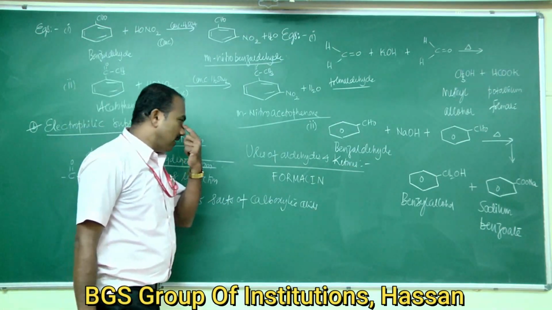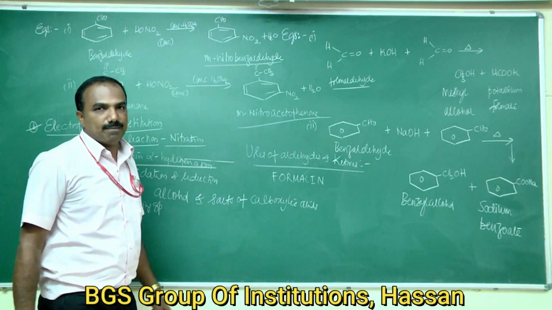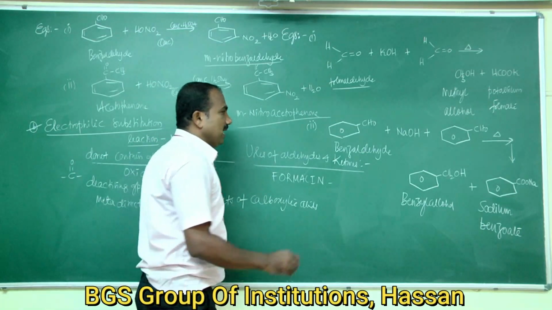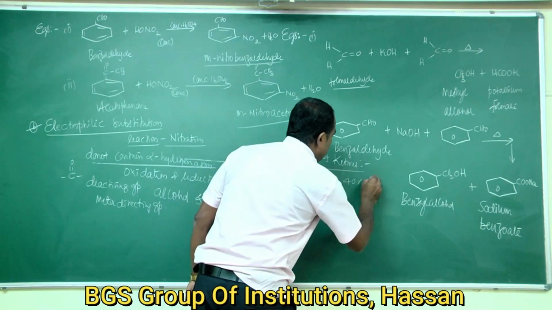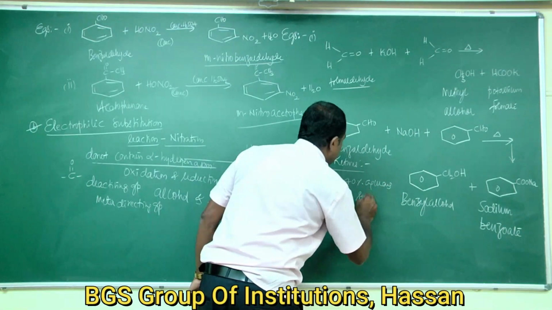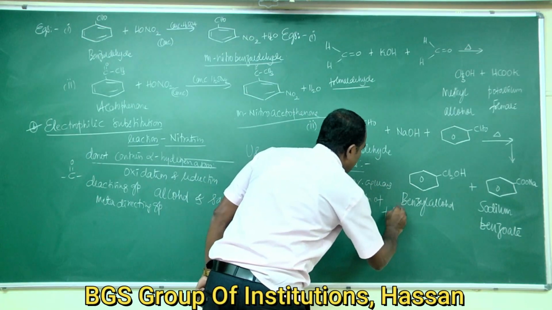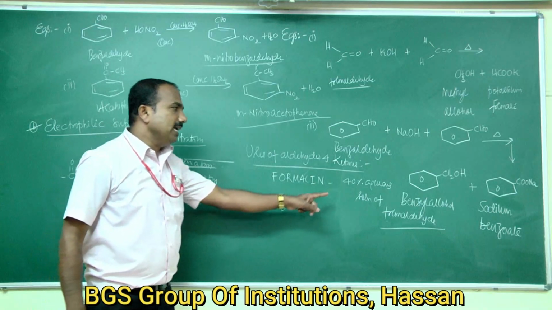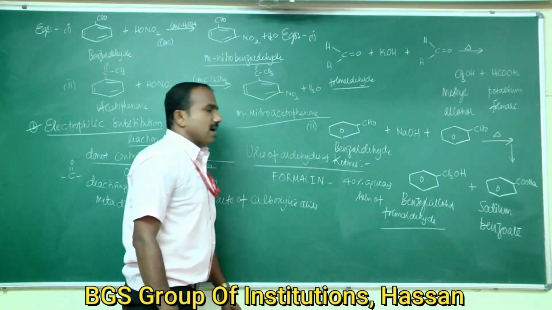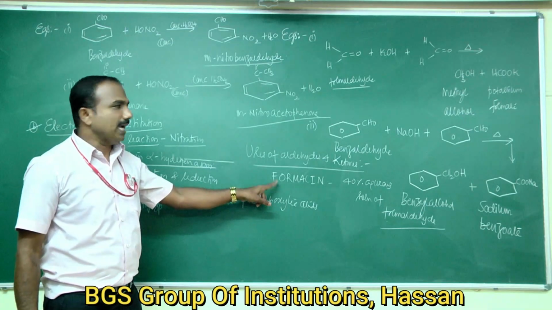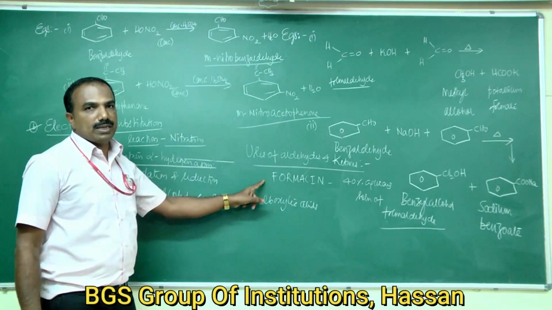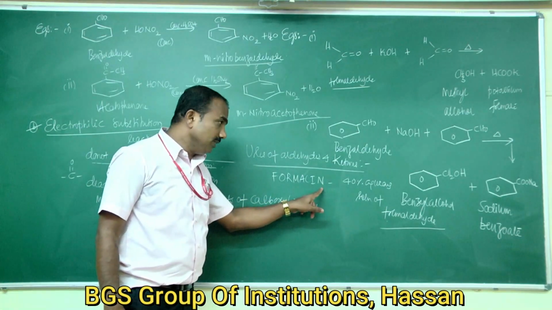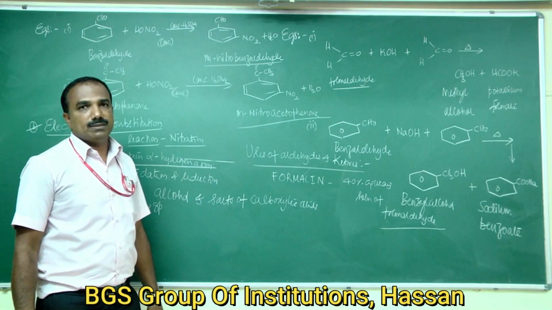In the examination they have also asked, what is formalin? You should write a one-word answer. Formalin is nothing but a 40% aqueous solution of formaldehyde. A 40% aqueous solution of formaldehyde is called formalin. Therefore formaldehyde is mainly used in the preparation of formalin, which is used to store biological specimens.